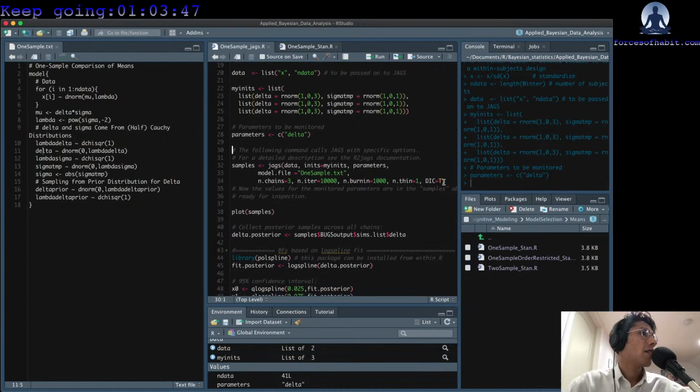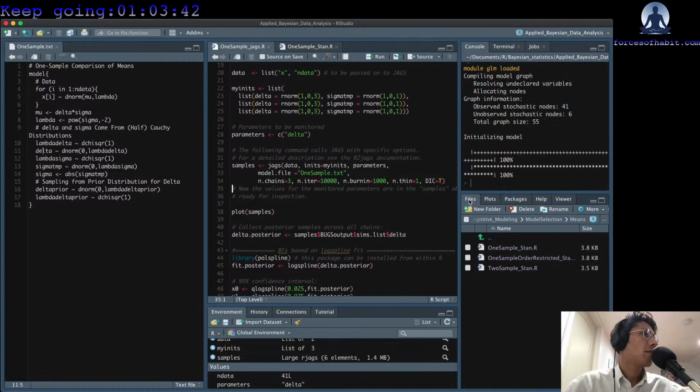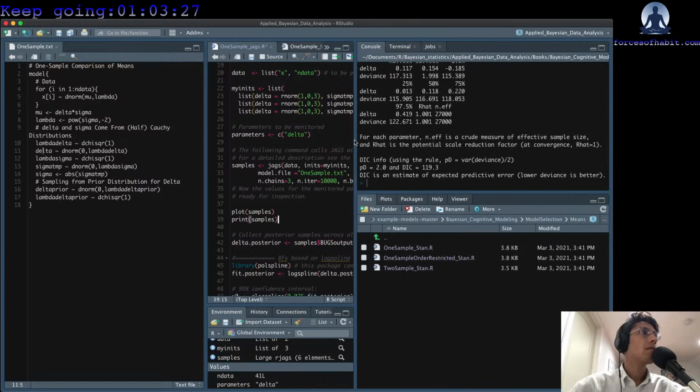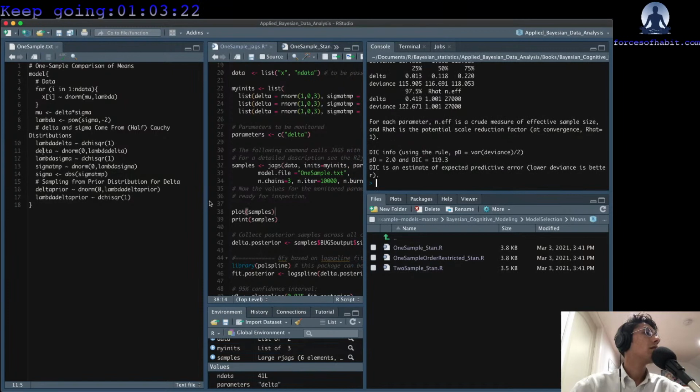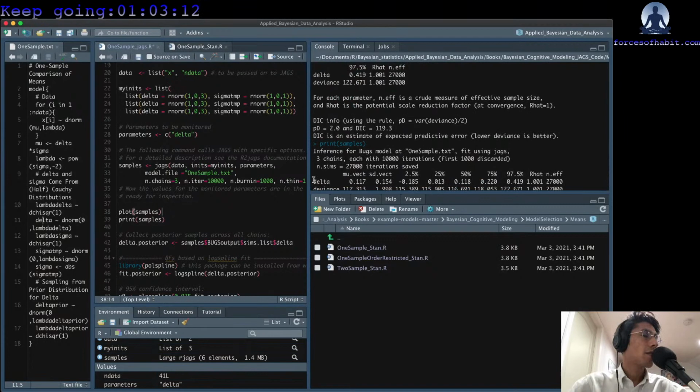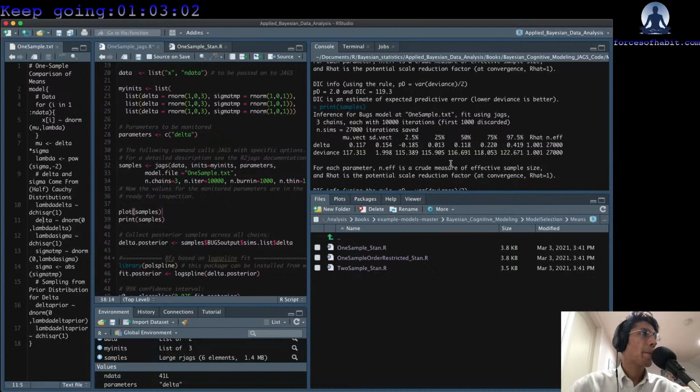And now we run it. Ran pretty quickly. I would also like to print it. Not looking good, because we got this delta here. Here's the average difference, and notice how the credible interval goes through zero. So far it's not looking good for the seasonal hypothesis theory.